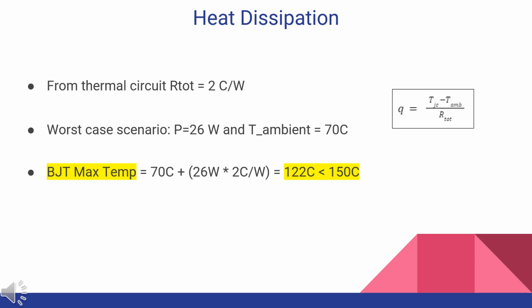Doing a worst-case scenario analysis in which the maximum power is 26 watts and the ambient temperature is 70 degrees Celsius, the estimated maximum temperature of the BJT is 122 Celsius, which is below the maximum rating of 150 Celsius, which will help ensure longevity and good performance for the parts.